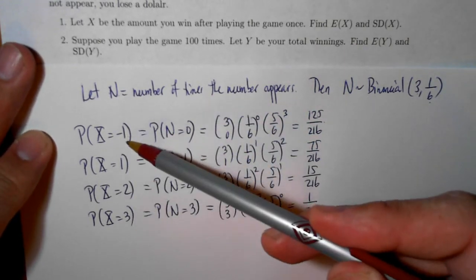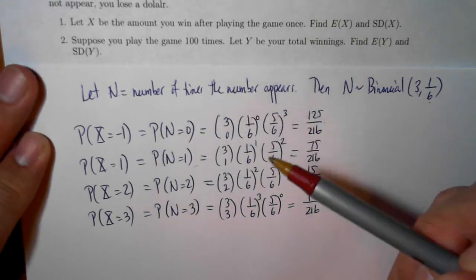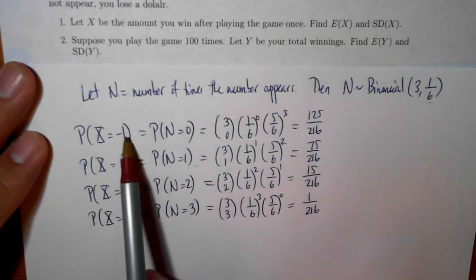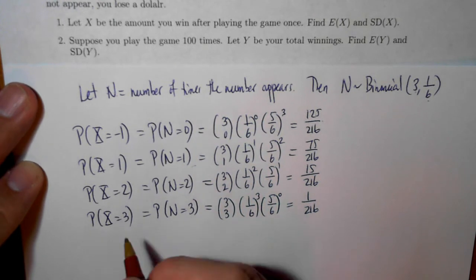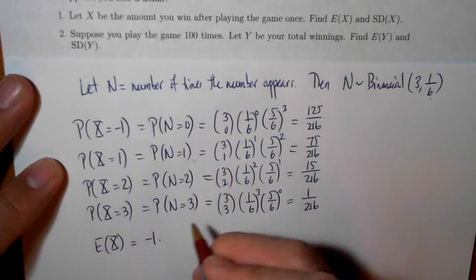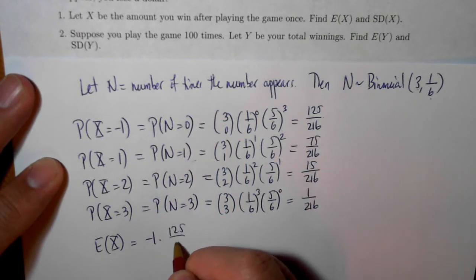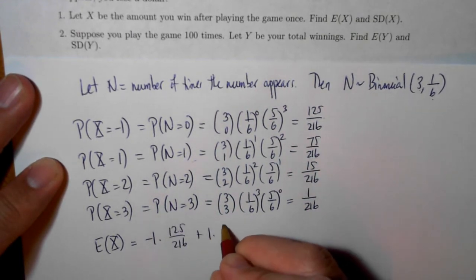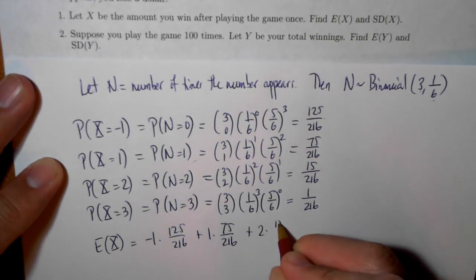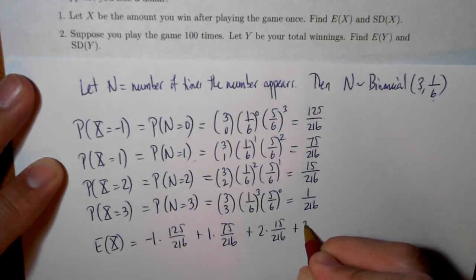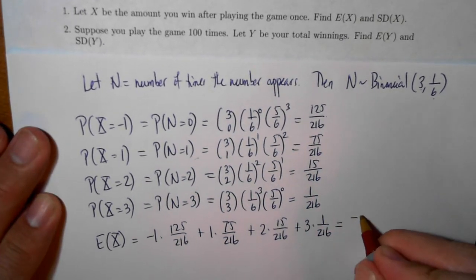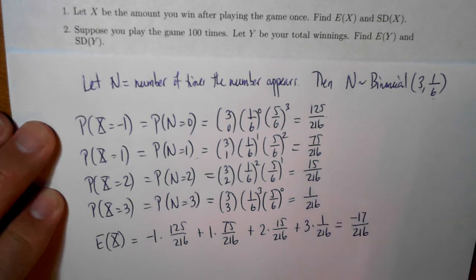The possible values that I really care about are the values for x. The values for n I use to get these probabilities, but now that I have these, the ones that I really care about are the values for x. So the expected value of x is equal to -1 times 125 over 216 plus 1 times 75 over 216 plus 2 times 15 over 216 plus 3 times 1 over 216, and that should be equal to -17 over 216.